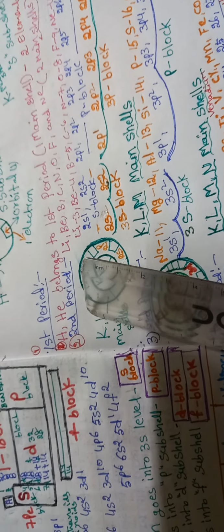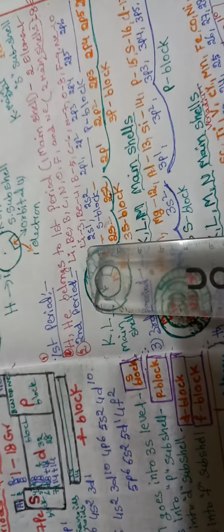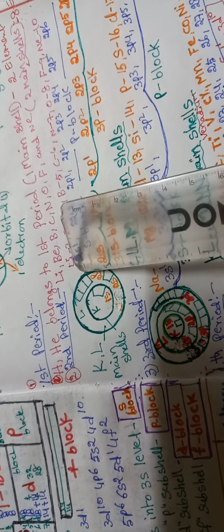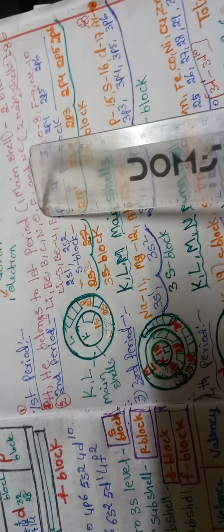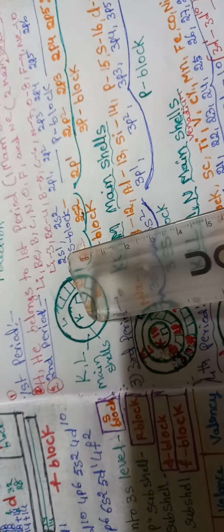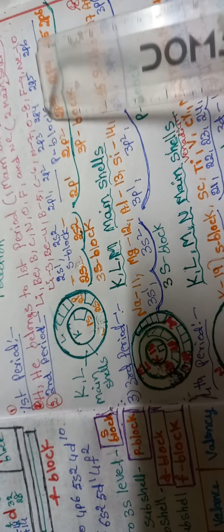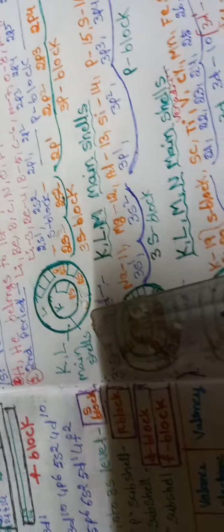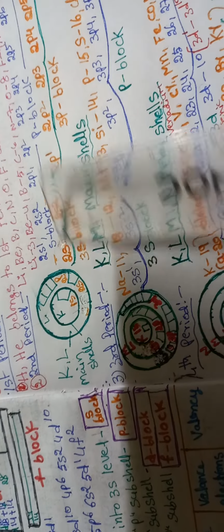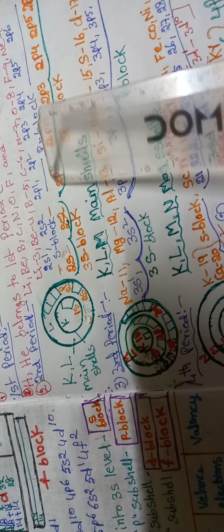Second period: 2 main shells are there, K and L main shells. And the elements are lithium, beryllium, boron, carbon, nitrogen, oxygen, fluorine and neon. So 2 main shells and 8 elements are there. Lithium and beryllium are s block elements, and p block elements are 6. 6 plus 2, 8 elements are there. So K and L are filled with electrons, and s block and p block elements are there. Totally 8 elements are there in the second period.